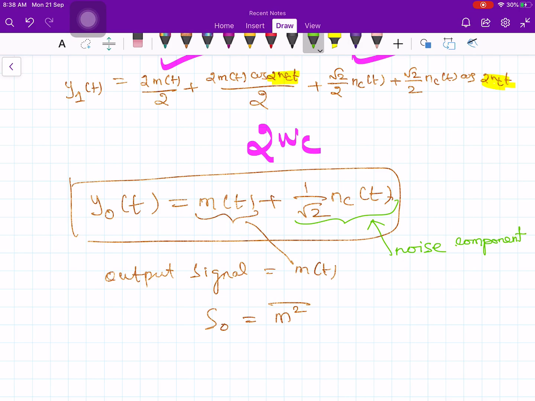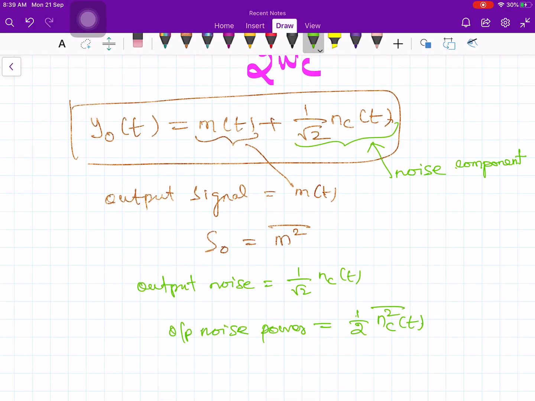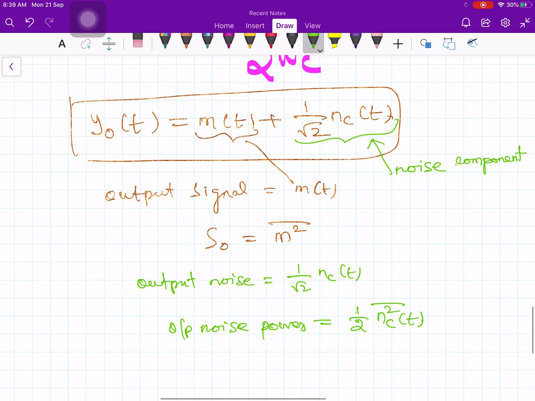So from the noise component you can calculate the noise power. The output noise is equal to 1 over root 2 nc of t. Now the output noise power is equal to the square of that. 1 by root 2 becomes 1 by 2, then nc square bar of t. So the important property of narrowband noise is as follows. I already told you in the beginning of this course itself. I don't know how many of you remember that.